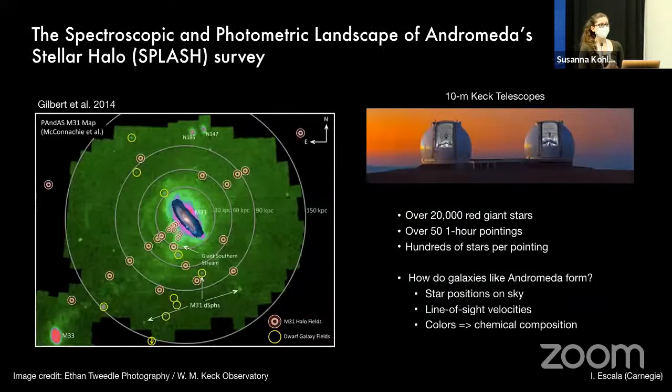Okay. So in this study, we're using results from the Spectroscopic and Photometric Landscape of Andromeda's Stellar Halo survey. This is currently the largest spectroscopic survey of Andromeda to date. Here I'm showing the footprint of the survey. I'd also like to mention the value of studying the Andromeda galaxy.